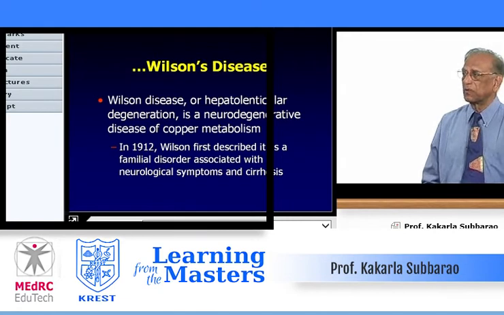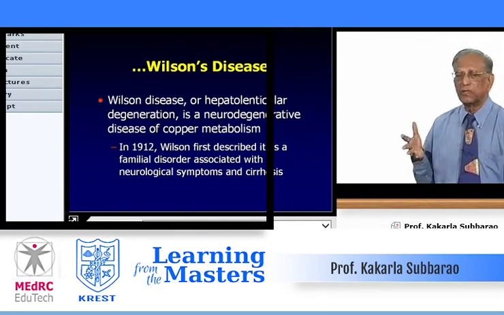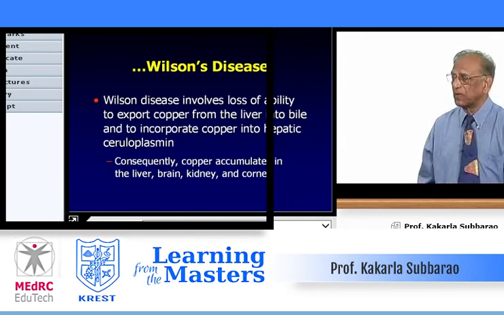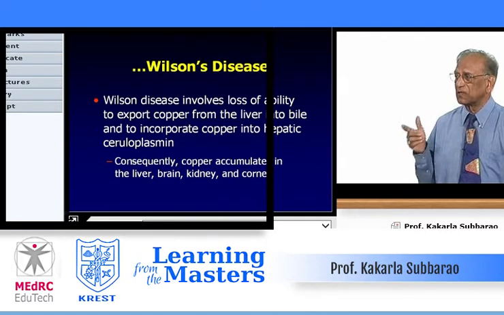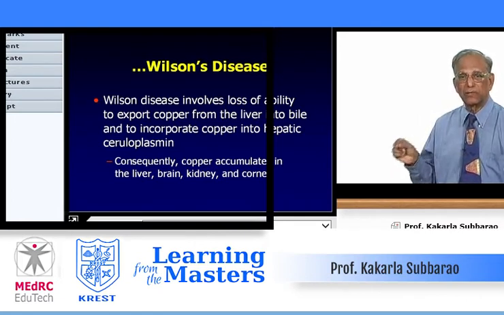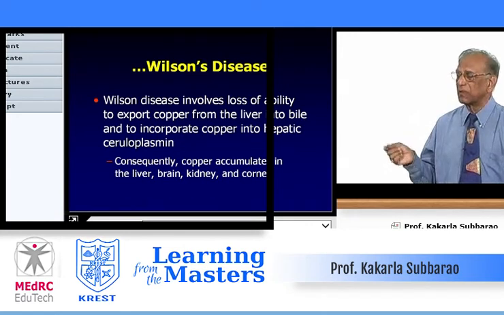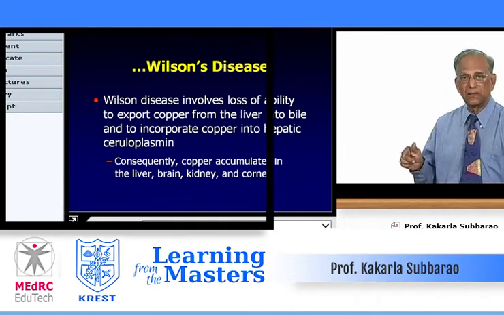Wilson disease or hepatolenticular degeneration is a neurodegenerative disease of copper metabolism. In 1912, Wilson first described it as a familial disorder associated with neurological symptoms and cirrhosis of the liver. Wilson disease involves loss of ability to export copper from the liver into bile and to incorporate copper into hepatic ceruloplasmin, that is the enzyme. Consequently, copper accumulates in the liver, brain, kidneys, cornea, and cartilages.